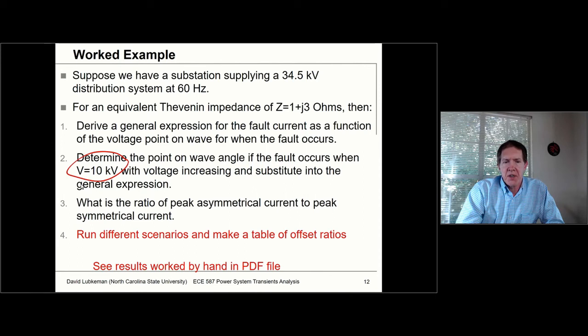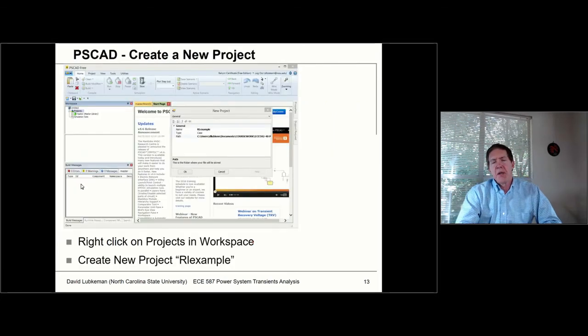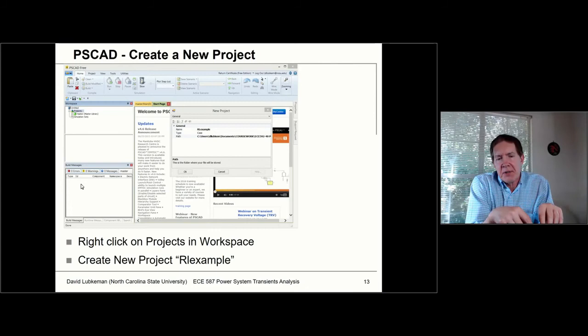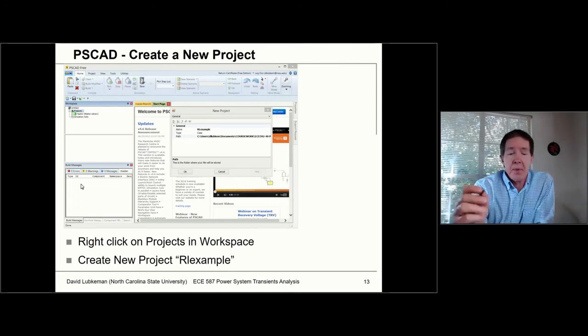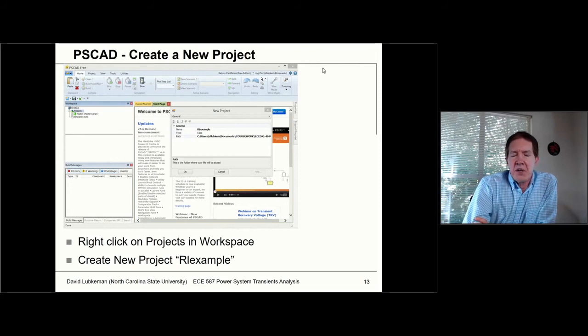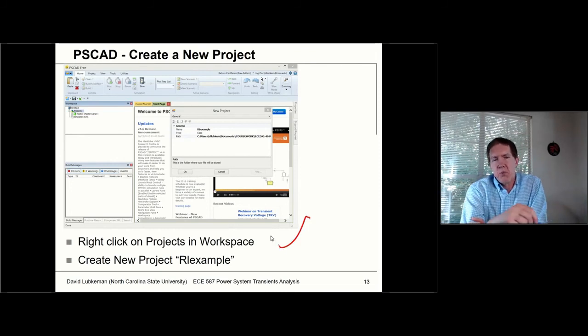Another thing I wanted to mention before I finish this portion of the lecture off the PowerPoint slides is I've got another video on creating this particular circuit in PSCAD. This assumes that you already have PSCAD, the student version, loaded on your laptop, or you're using VCL. This slide shows a sequence of steps which are also in the video, but basically what you need to do is create a new project.